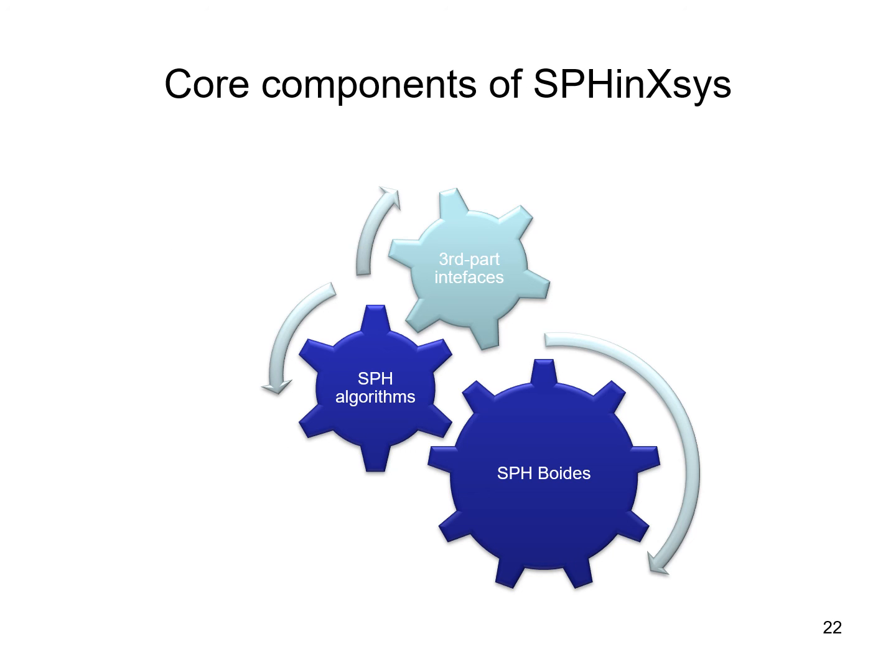This SPHinXsys code has three core components. One is called SPH body, which defines the interacting bodies, for example, one piece of solid or one bucket of liquid. The interaction between the SPH bodies is introduced by the SPH algorithm, which, as we showed before, uses the SPH method to discretize the equation of motion to describe the physics between the SPH bodies.